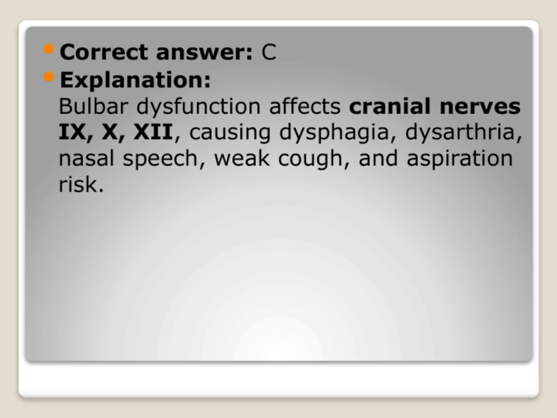the palate during speech. Additionally, weakness in the cough reflex can increase the risk of aspiration, which is when food or liquids enter the airway, potentially leading to pneumonia. Understanding these effects helps us recognize why bulbar dysfunction can be so serious, and why prompt diagnosis and management are essential. This explanation ties into our overall theme of identifying neurological impairments and their impact on vital functions.